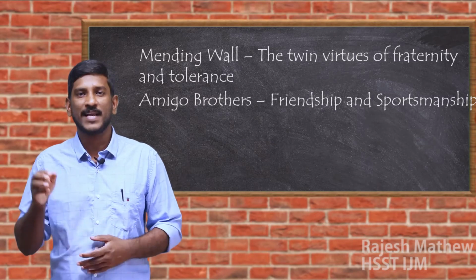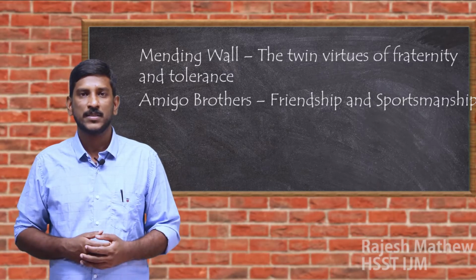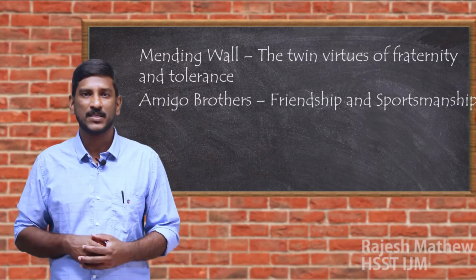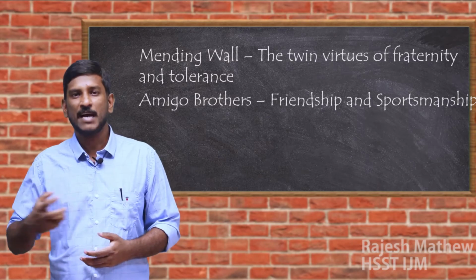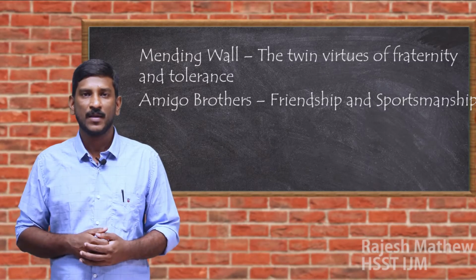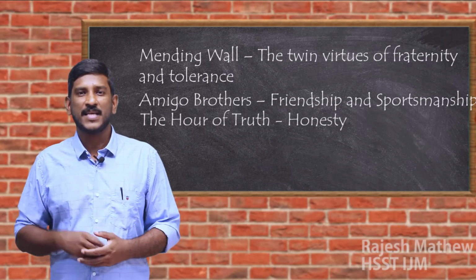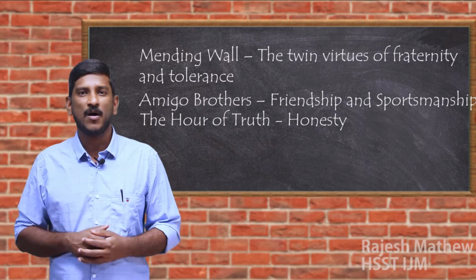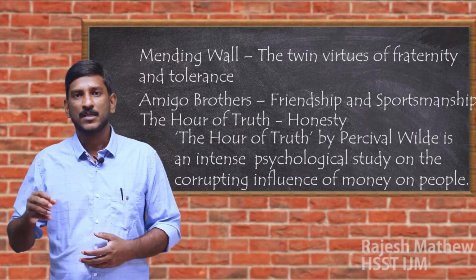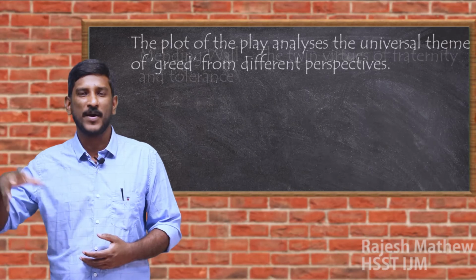Now we move on to the last chapter in the second block. The title of the chapter is The Hour of Truth. It is a one-act play written by a very famous American playwright, Percival Wilde. This chapter also speaks about the importance of a very important virtue called honesty. The chapter is an intense psychological study on the corrupting influence of money on people. The plot of the play analyzes greed from different points of view.